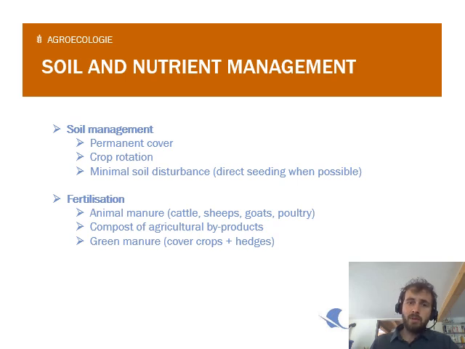To fertilize, we use mostly animal manure of ruminants and poultry. We also compost the agricultural byproducts together with this manure, and we plant green manure either as cover crop between the crops, the food crops, or using the hedges.